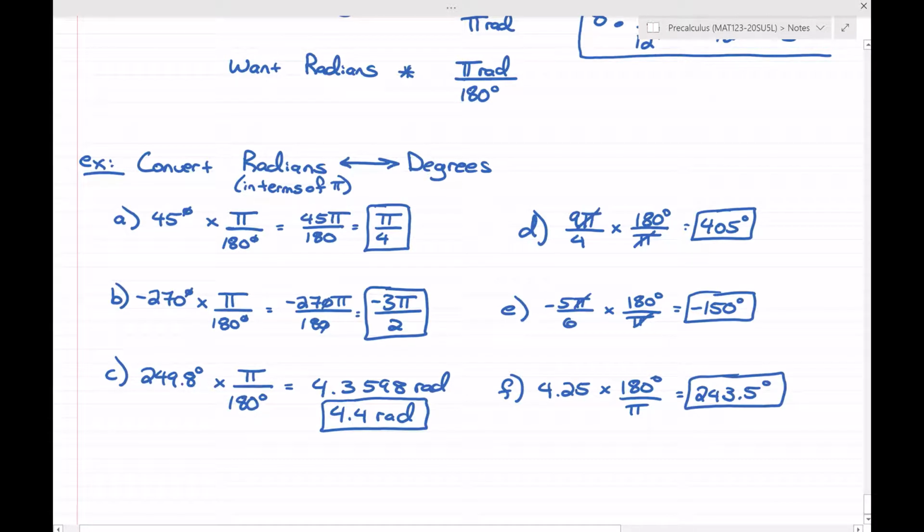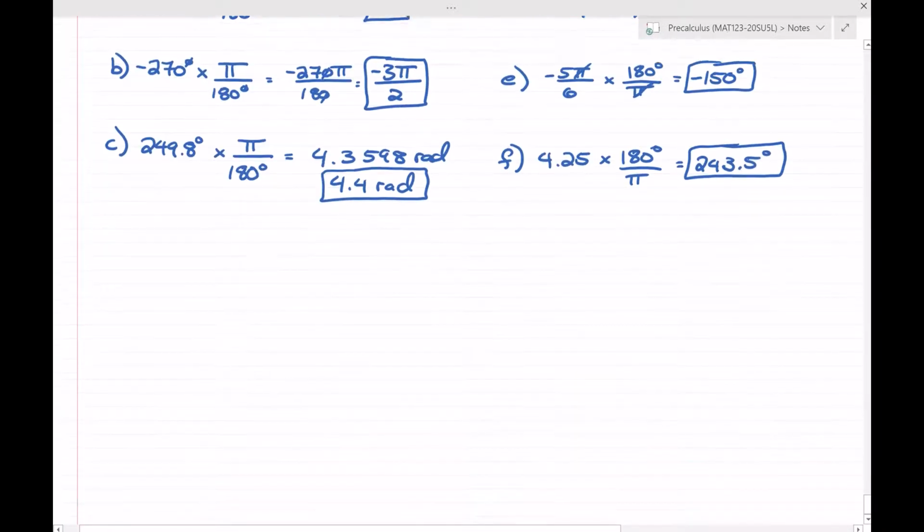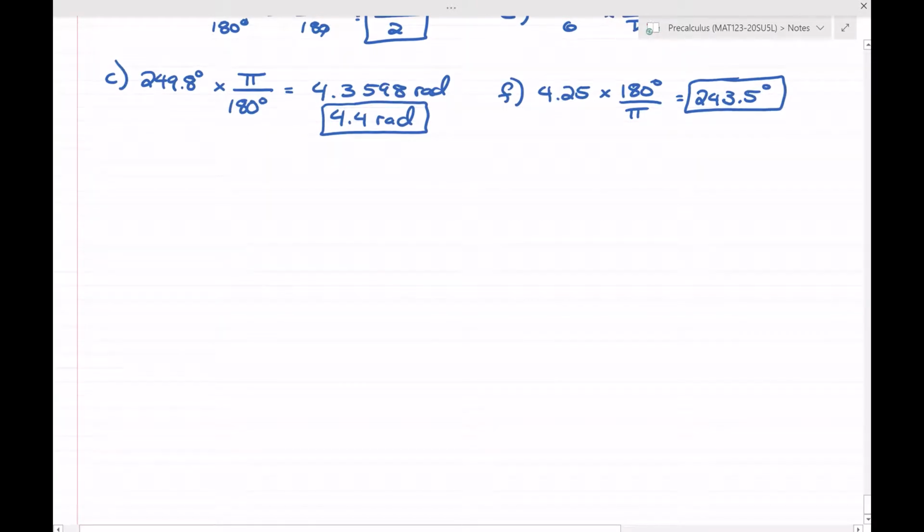So that's how we convert from degrees to radians and from radians to degrees. One thing I just wanted to show you, we're not going to spend a whole lot of time on it right now. We're going to talk about it some more in the next section. But just basics on the unit circle.